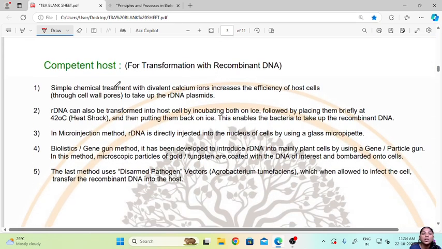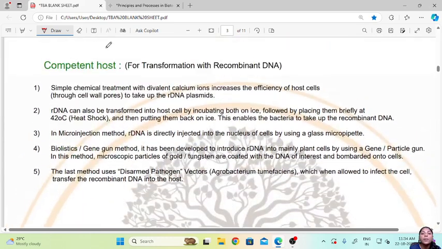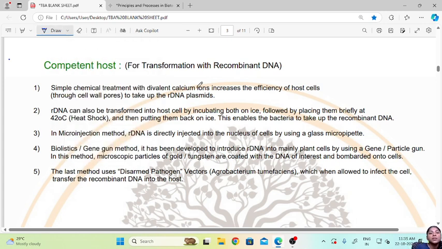Then talking about the competent host. This competent host is required for the transformation of recombinant DNA. So how are this recombinant DNA or these vectors introduced into the competent host? First of all, the first method is simple chemical treatment with divalent calcium ions, which increases the efficiency of the host cell to take up the recombinant DNA plasmids.